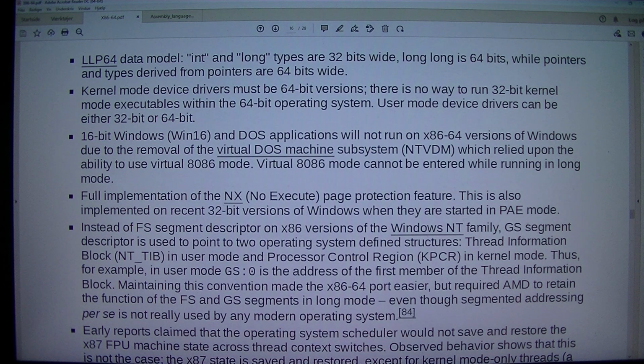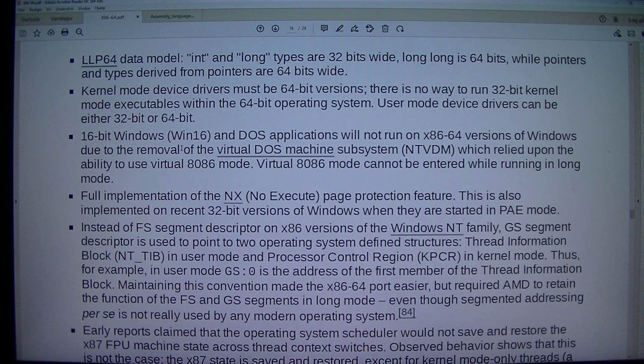Kernel mode device drivers must be 64-bit versions. There is no way to run 32-bit kernel mode executables within the 64-bit operating system. User mode device drivers can be either 32-bit or 64-bit.